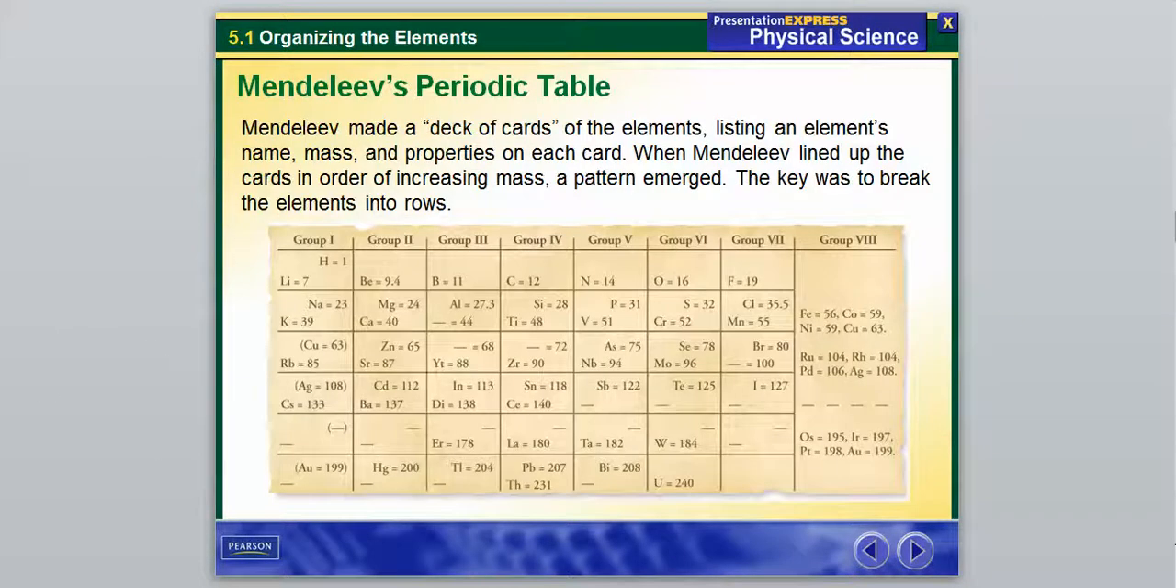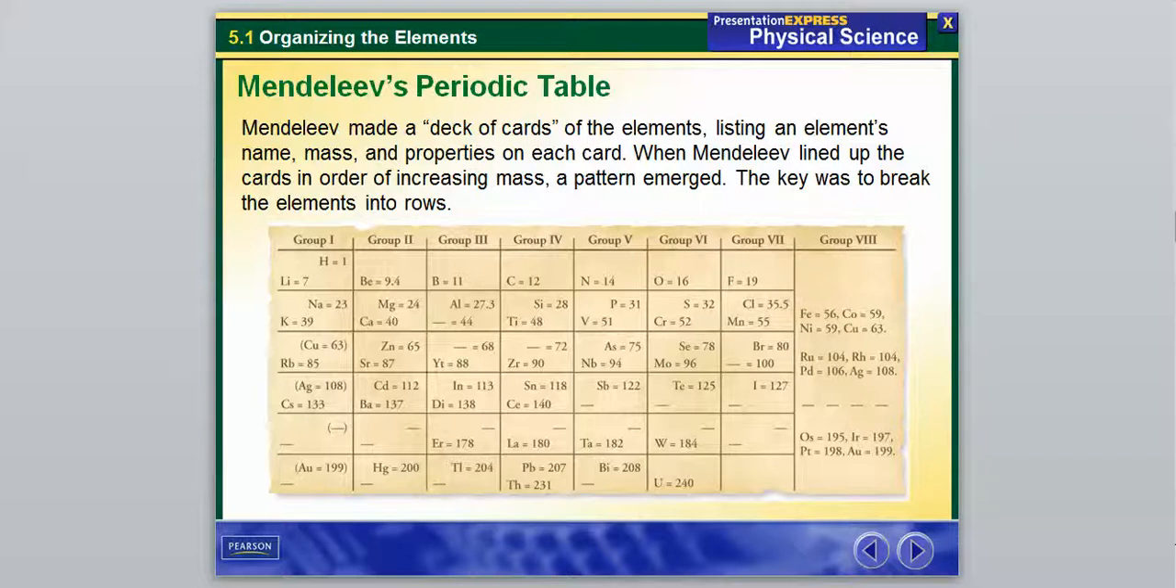So what he did is he made a deck of cards, in quotes there, of the elements. On each card he listed the element's name, its mass, and its properties. And when he lined the cards up in order of increasing mass, a pattern emerged, and the key was to break the elements into rows.